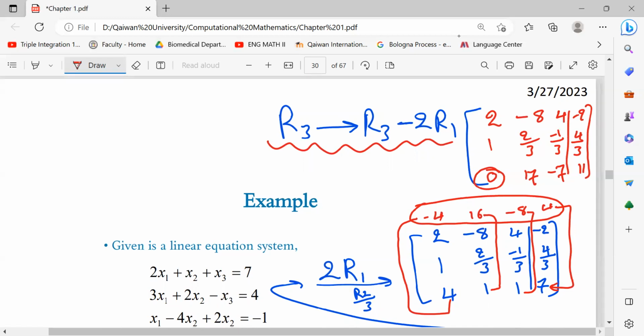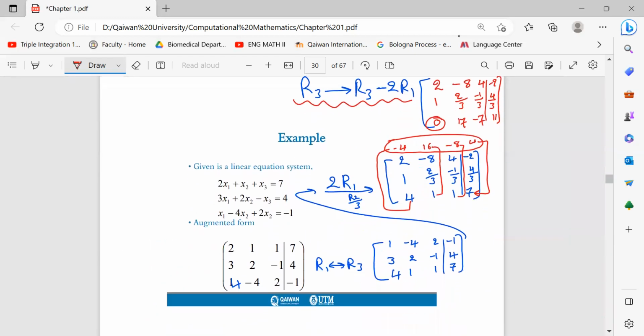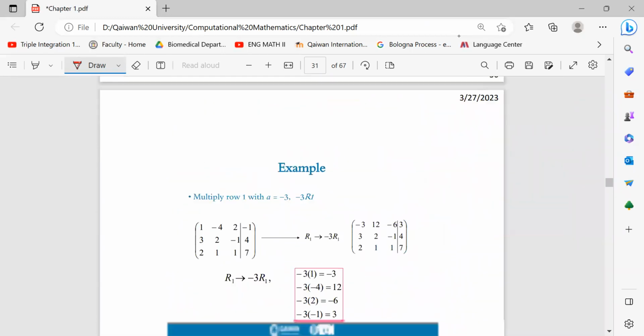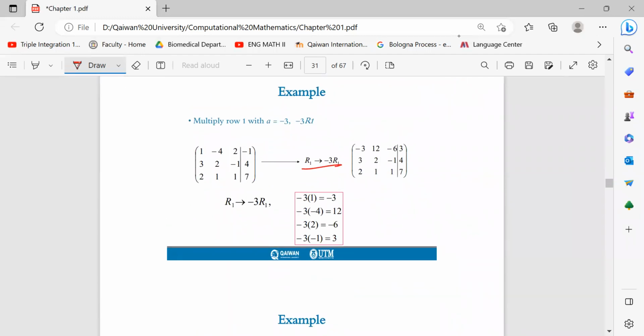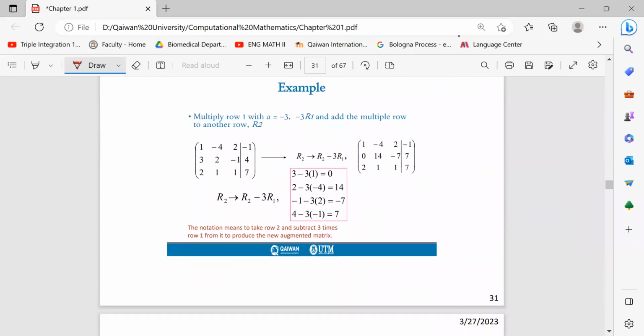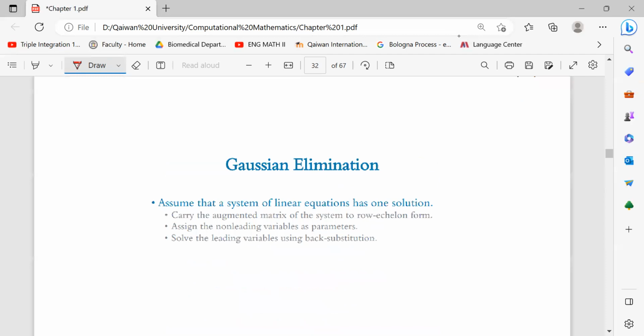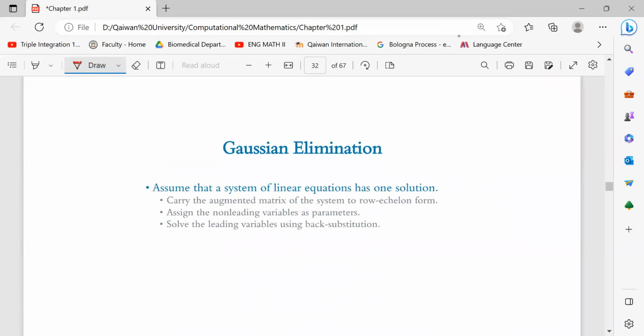Okay? It's how to apply these 3 operations on rows. Here, these rows interchanged. Row 1 multiplied by -3. And then here, this entry changed to 0. That's it. Now we have Gauss elimination.